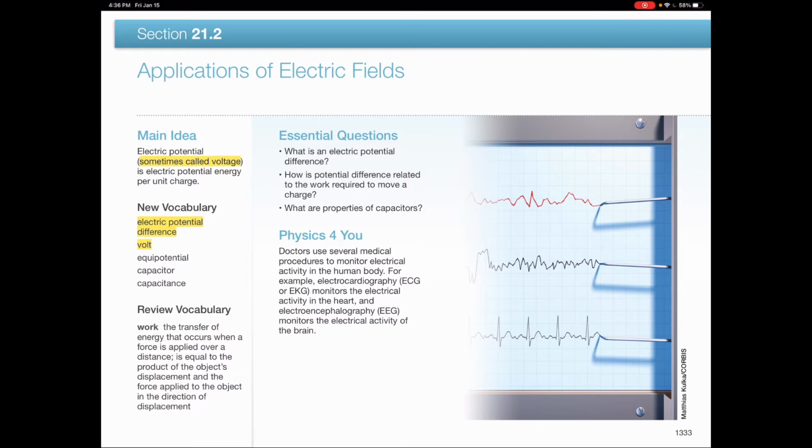Now, in this chapter, the book itself refers to electric potential. It's a little bit confusing to talk about electric potential and potential energy. So in all of our worksheets, we are going to refer to voltage as the amount of work, a change in potential energy per unit of charge.